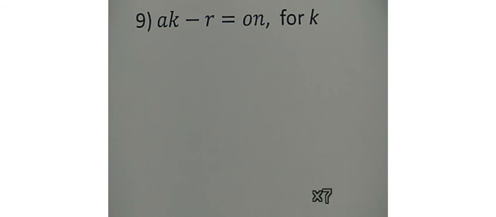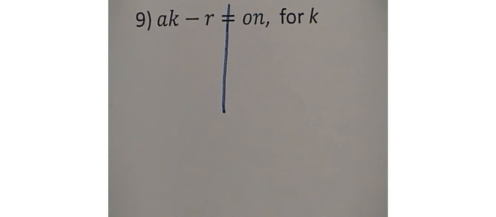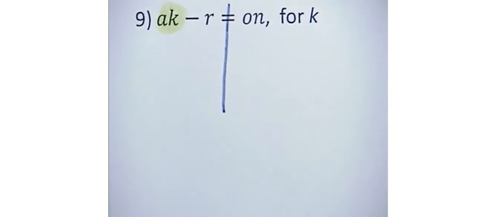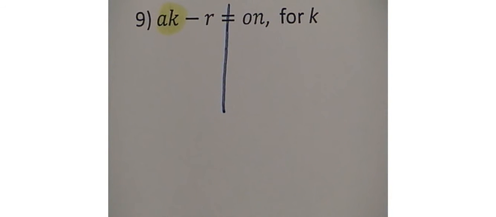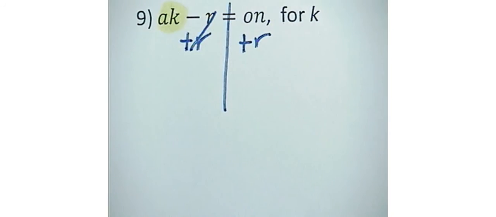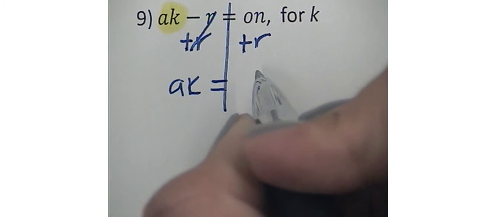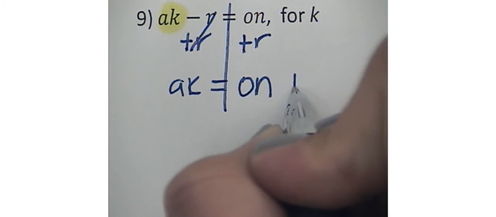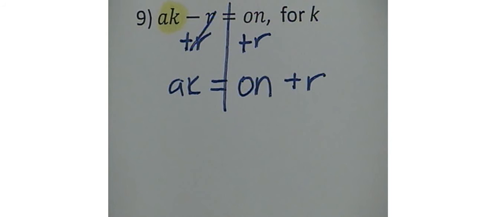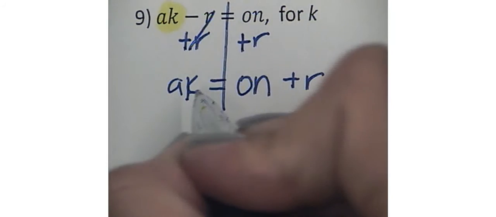Question 9, we are solving for k. So I see AK right here, and then there's a minus R. So I want to move that minus or that negative R to the other side. So I'm going to add it so it cancels out. Add it over here. We're left with AK equals ON plus R. These are all different variables, so we can't put them together. Keep them separate.